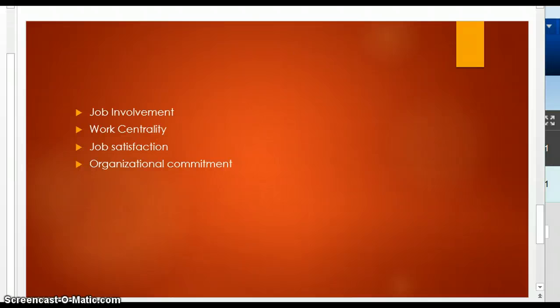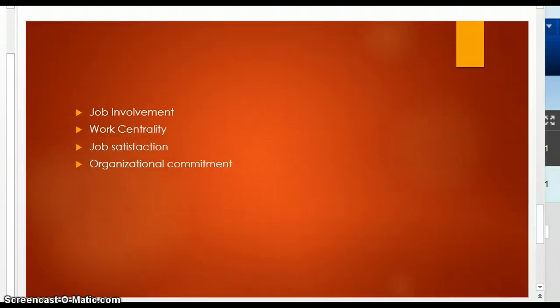And then we've got work centrality. This is the importance of work in someone's life compared with other activities. We've all met people or known of people that we called workaholics, where it seemed that work was the most important thing in that person's life and everything else paled in comparison to work. This is what we're talking about with the concept of work centrality.